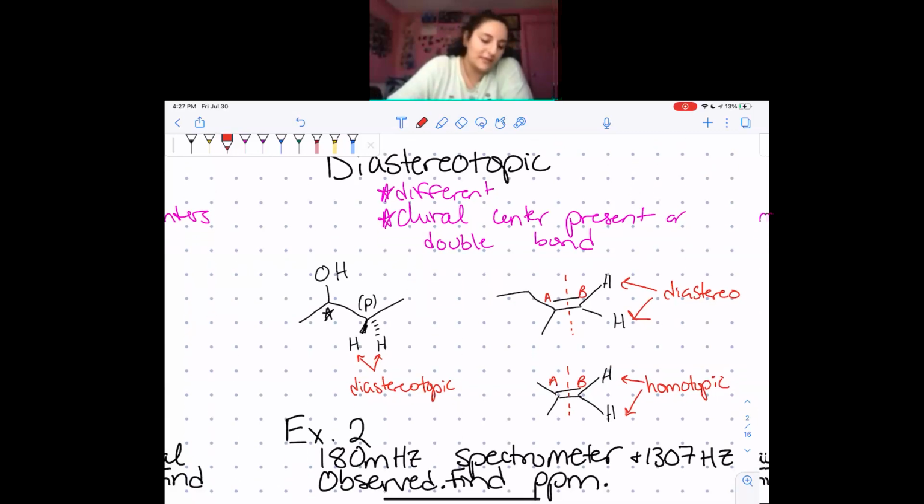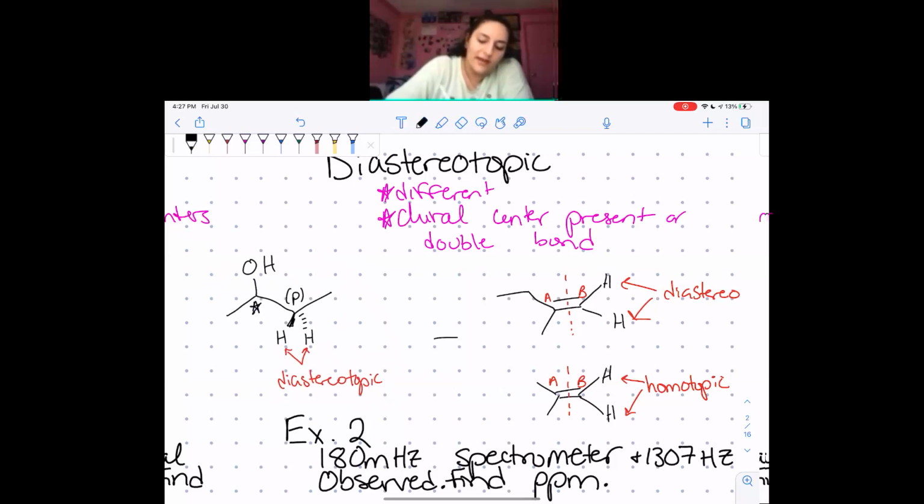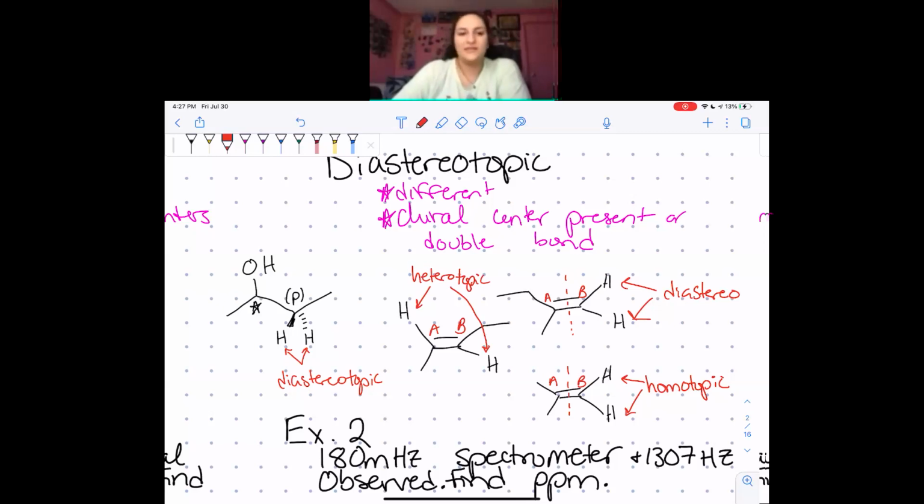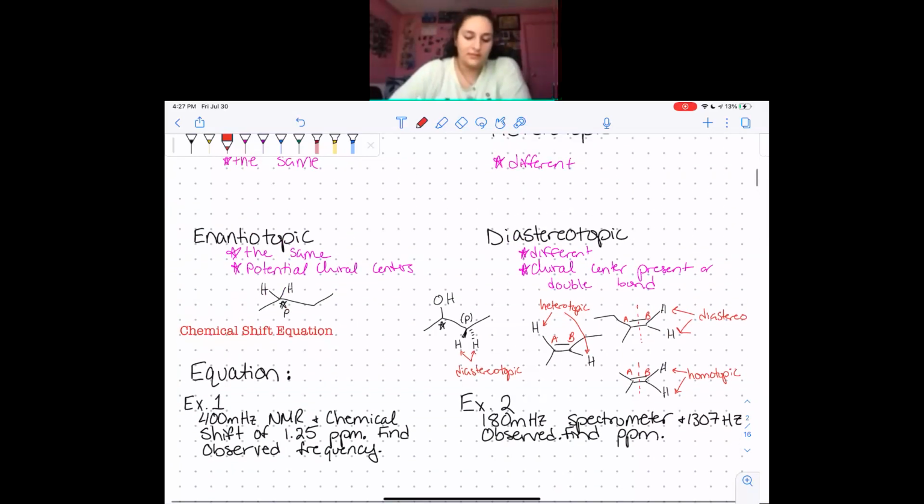And last but not least example, I'm going to move this guy over a little bit. So if I have something like this, we have side A and side B. Now we have 2 unique groups and 2 hydrogens, but they're not on the right carbons. So these 2 hydrogens are on 2 completely different carbons. So they would be heterotopic. And they're just completely different. So, bam.